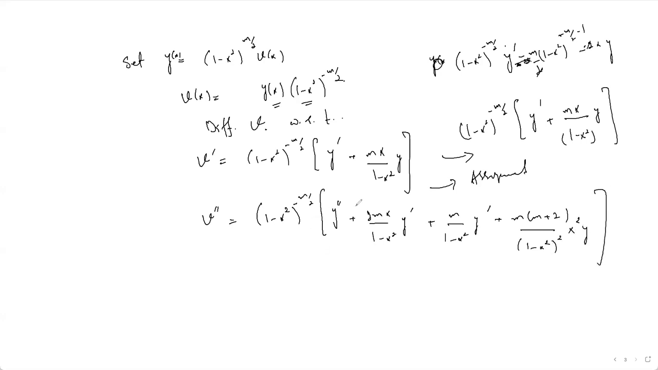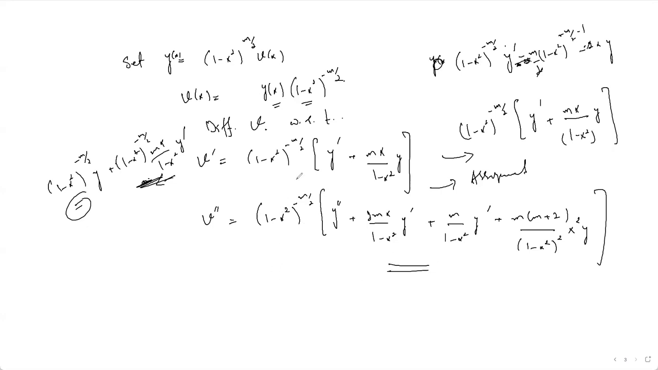This is an assignment for you. First write this in two terms: (1 minus x square) raised to power minus m by 2 into y, plus (1 minus x square) raised to power minus m by 2 into mx divided by 1 minus x square into y prime. First you differentiate this; we have already done it. Then we need the differentiation of this term. Differentiate it, add both, and you will get all these terms.